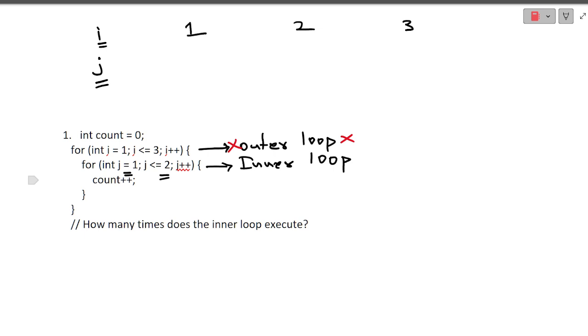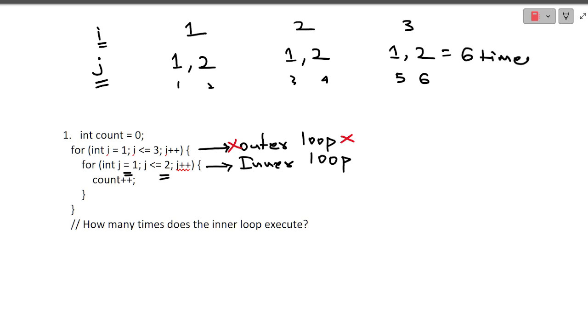Here, as we can see in this particular question, my inner loop is not dependent on my outer loop. So when my outer loop works once, the inner loop will start from 1 till 2, then start from 1 till 2, then start from 1 till 2. Yes or no? Yes, very good. Now the last thing, which is the easiest process, just count the number of times. This is 1, 2, 3, 4, 5 and 6. So 6 times.